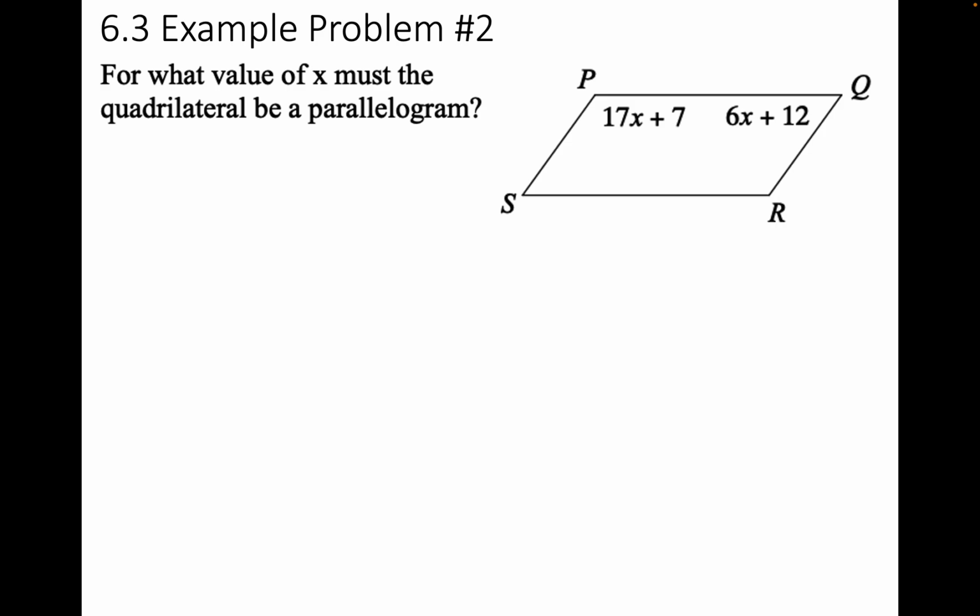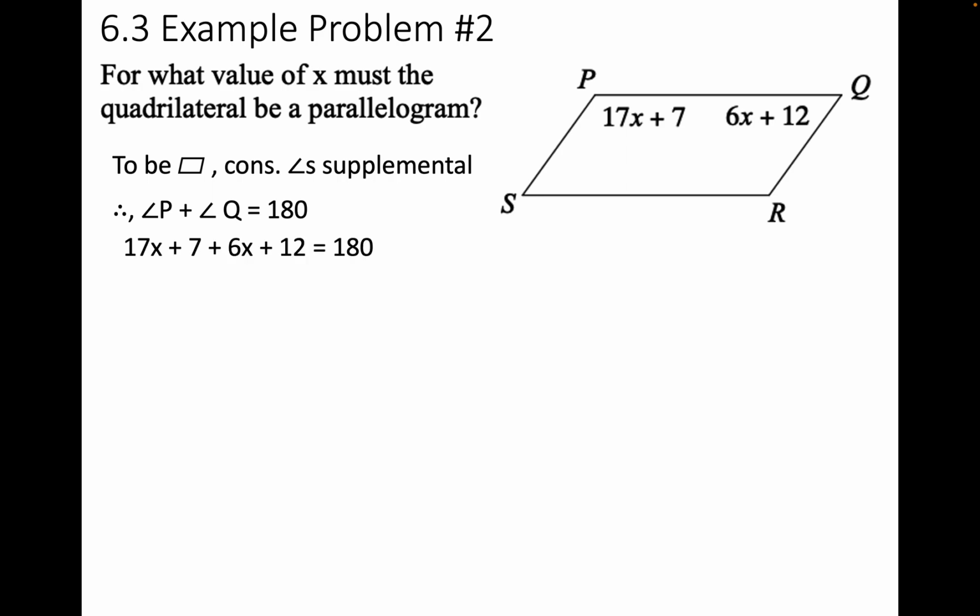All right, try problem number 2, and then when you're done, unpause it and see if you got the right answer. It's asking us for what value of x this quadrilateral must be a parallelogram. Well, for it to be a parallelogram, consecutive angles must be supplementary. So in this case, angle P plus angle Q must equal 180 degrees. That's the definition of supplementary.